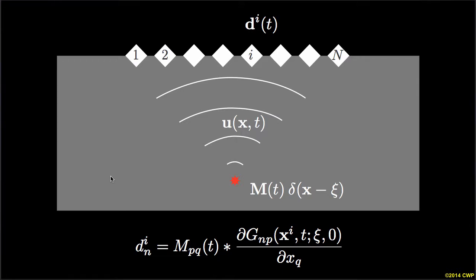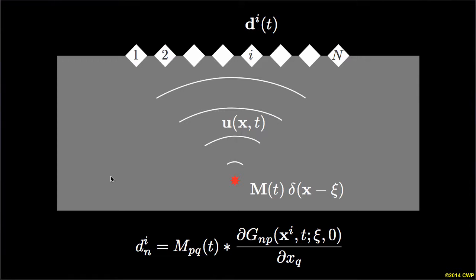Now each data is a vector with 3 components, where the components of the data are defined by the expression shown below here, where N, the index, represents the component and varies between 1 and 3, and therefore each data component can be expressed as the convolution of the moment tensor and the derivative of the Green tensor associated with the source.